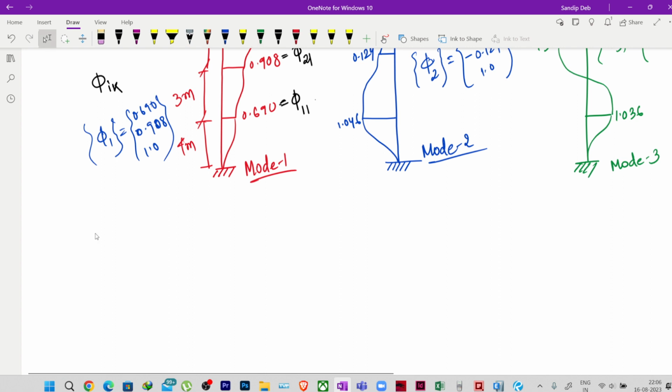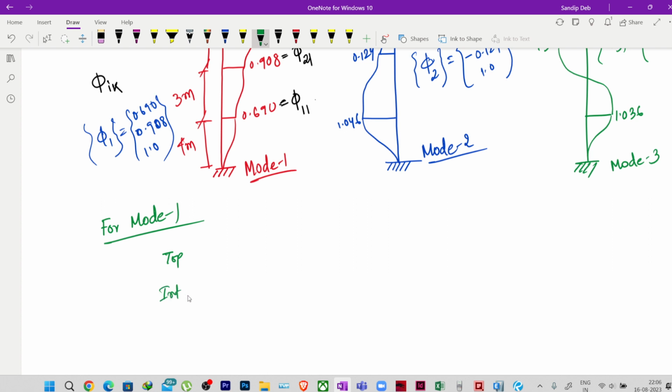So I would write like this. Suppose let us consider mode 1. I would write something like this: suppose top floor, intermediate floor, and first floor.